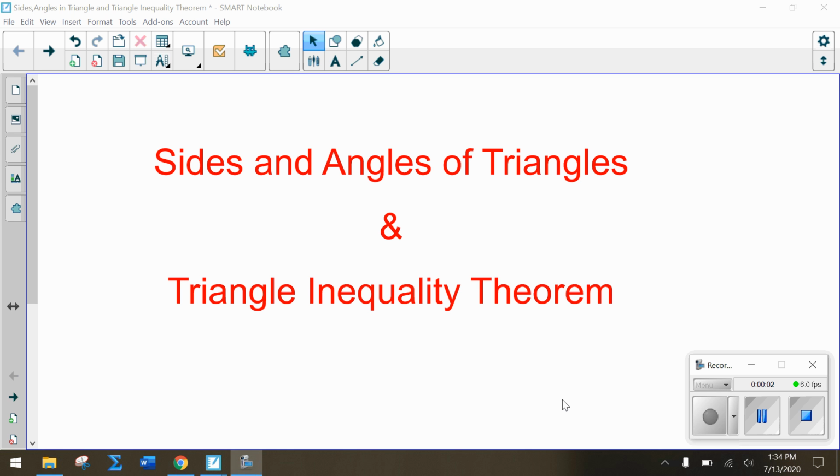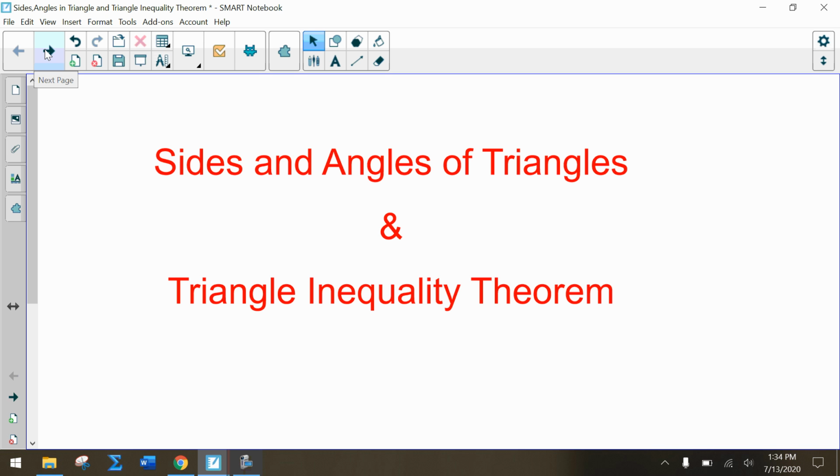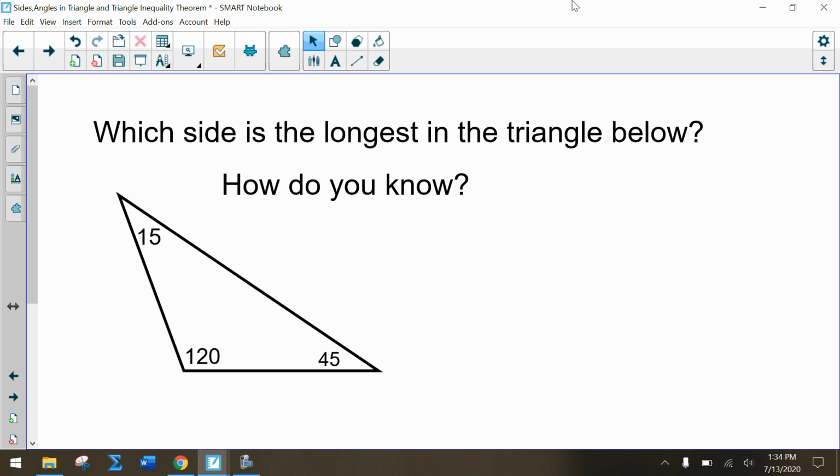So today we're gonna discuss the sides and angles of triangles and also something called the triangle inequality theorem. So make sure you're titling your notes. Okay, so which side is the longest in the triangle below? And how do you know? So let's look at this together.